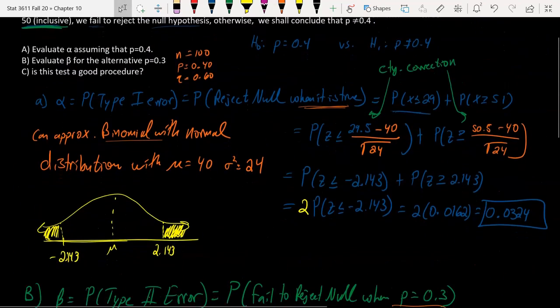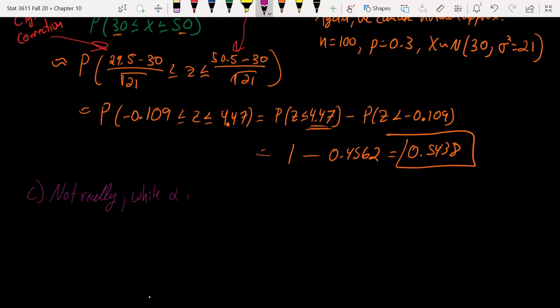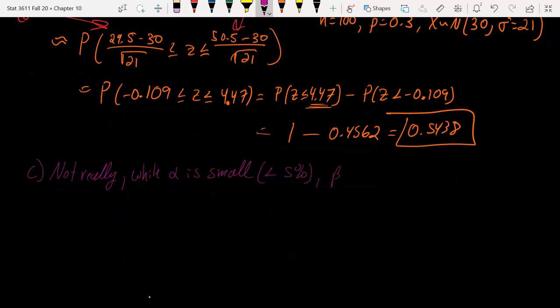Part C is asking us, is this test a good procedure? And I would say, generally speaking, no, not really. A good procedure is pretty vague, but not really. While the type 1 error is small, alpha is very small, about 3%, which is less than 5%. Alpha is small. The beta, the probability of getting a type 2 error, which is about 54%, is very large.